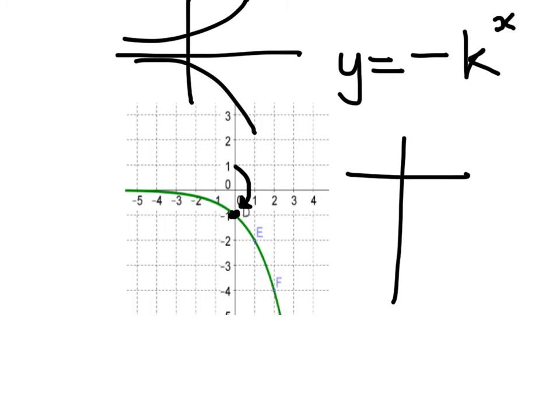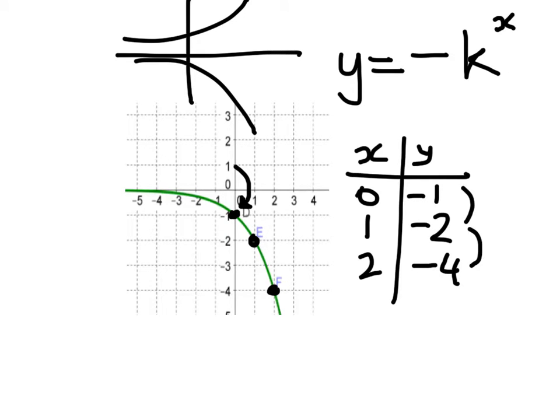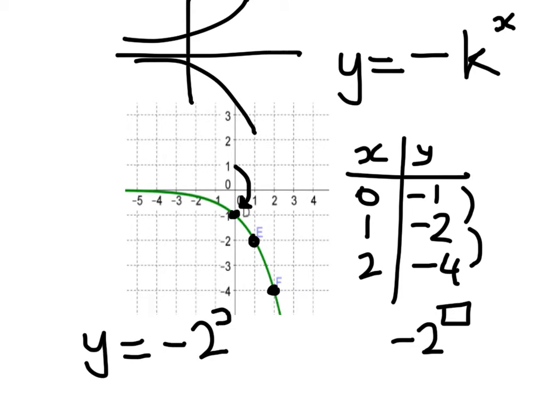So we'll take a look at the points and we get x and y. Well, when x is 0, y is -1. When x is 1, y is -2. And then this one here, when x is 2, y is -4. So you can see I've got 2 to the power of something going on there, with a negative sign in front of it. So this one is y equals -2 to the power of x. This negative sign is telling me that it has been reflected in the line y equals 0.